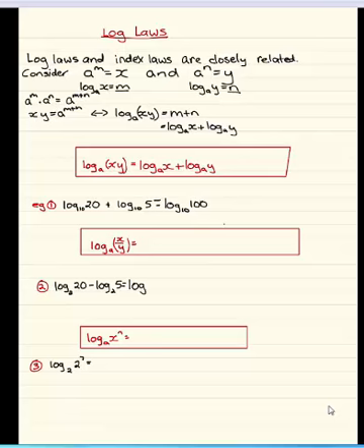Now it only works because they've both got the same base. It doesn't work if they're different bases. But because they're the same, we can combine them. Well, 10 to what power is equal to 100? That one should be pretty easy. That's 10 to the power of 2.